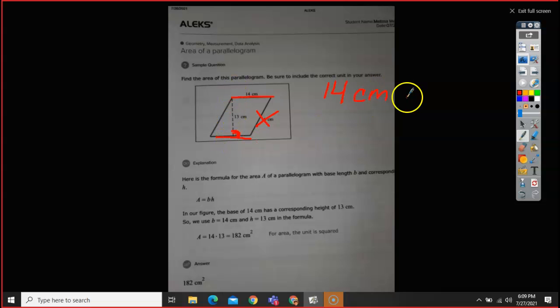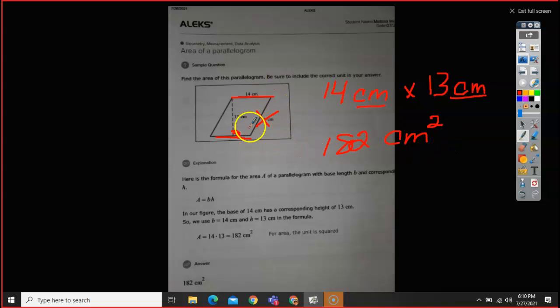All right, so that would be 14 times 13 centimeters. And I'm putting the centimeters in there because when you multiply things like this, instead of saying centimeters times centimeters, we just raise it to the second power. And then basically you're just going to do 14 times 13 using your calculator. You will get 182 square centimeters. And that's it.